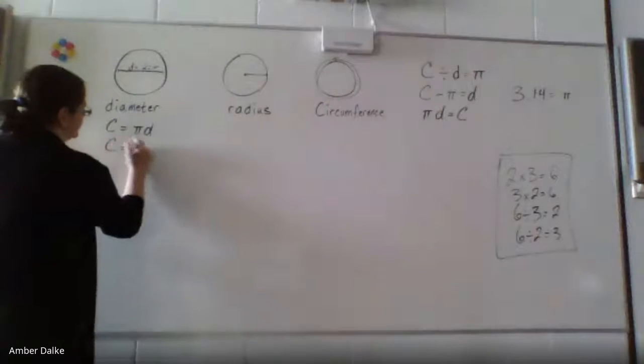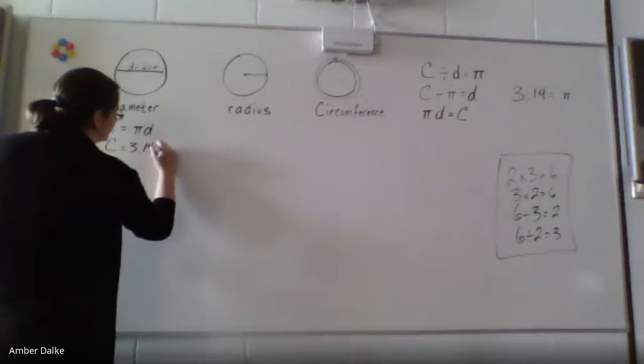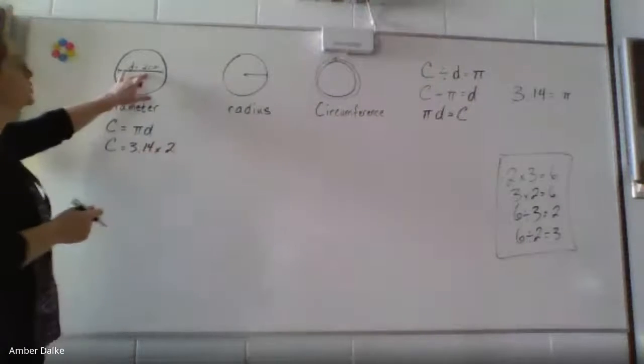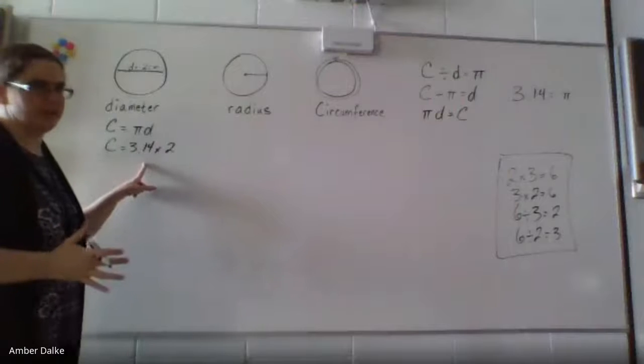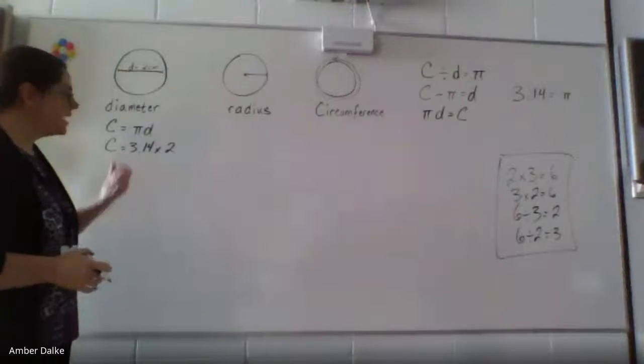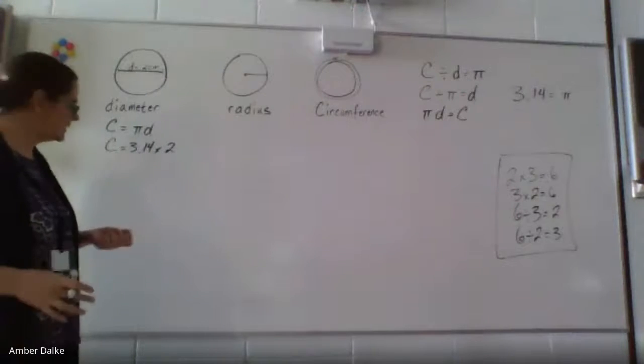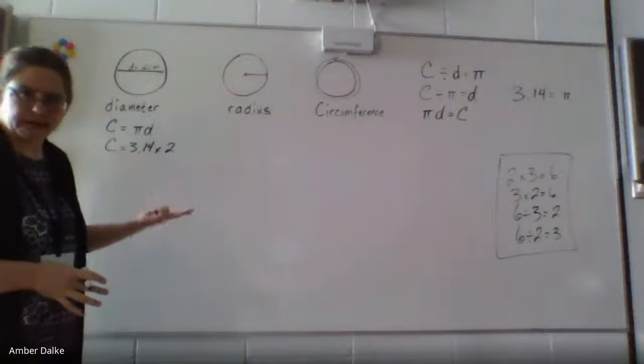So circumference is 3.14 times, in this case, 2. Now you should be able to do a quick estimate for circumference. It's actually easy. Pi is about 3. 3 times 2 is 6. This should be close to 6, right?